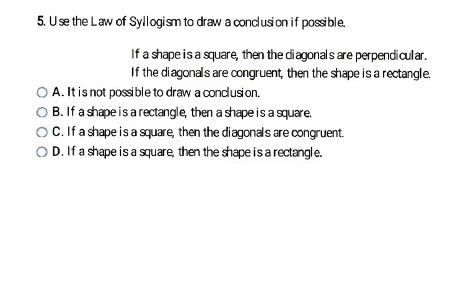Here's another example that asks us to use the law of syllogism to draw a conclusion if possible. And I have these 2 statements. If a shape is a square, then the diagonals are perpendicular. If the diagonals are congruent, then the shape is rectangular. Now, when I look at the ending of my first statement and the beginning of my second statement, they're different. So I can't use the law of syllogism. So this one's letter A. It is not possible to draw a conclusion because these aren't the same statement.